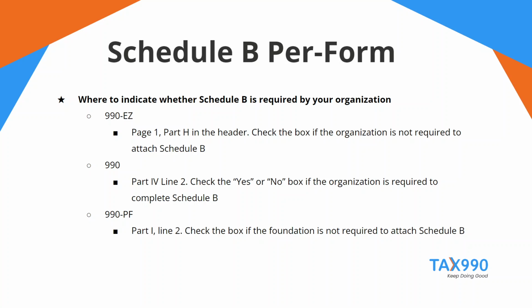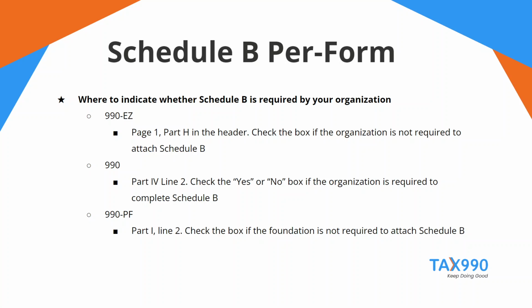If an organization is not required to complete Schedule B, you'll need to indicate it on the 990 series return. This tells the IRS that you're aware of the contribution amounts, you confirm that the information meets IRS filing requirements, and you're not required to complete the schedule.